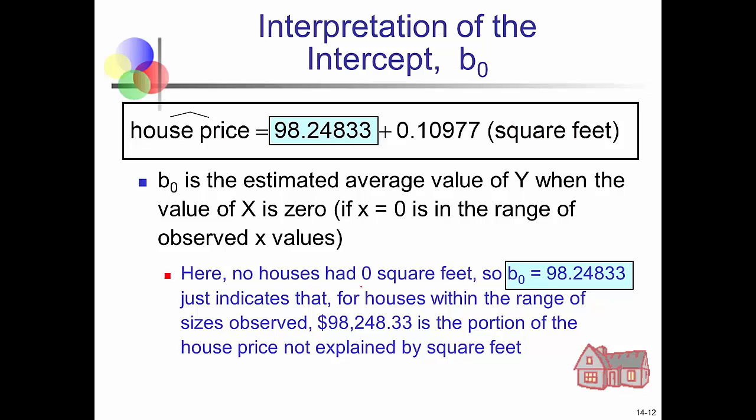Well, since there are no houses that have 0 square feet, that 98.24833 really just tells us that $98,248.33 is the portion of the house price that's not explained by square feet. So this could have to do with the land value, it could have to do with amenities that are in the home, all of those kinds of things.